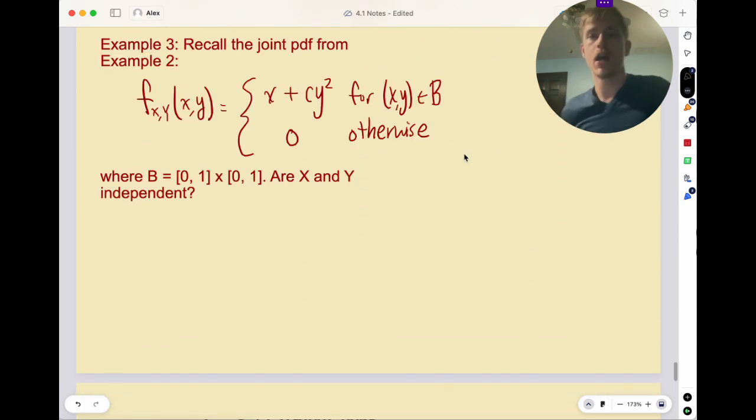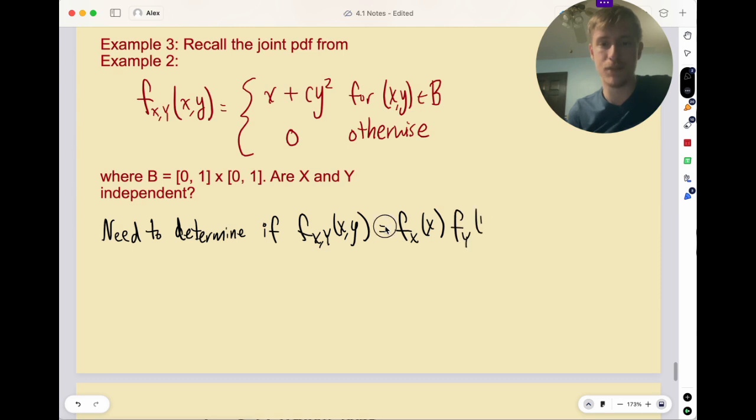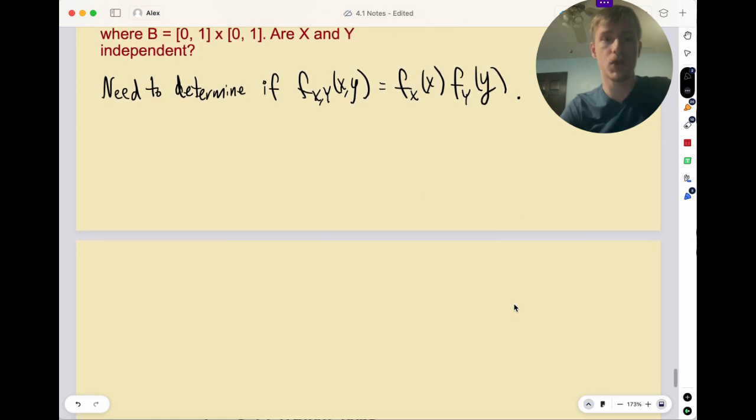Okay, so example 3, go ahead and recall the joint PDF from example 2, and what we want to know is whether or not x and y are independent. So what we need to determine is if this joint PDF can be written as a product of the PDFs of x and y separately. But the problem is we don't know what the PDFs of x and y individually are. So I'm going to show you how to do them.